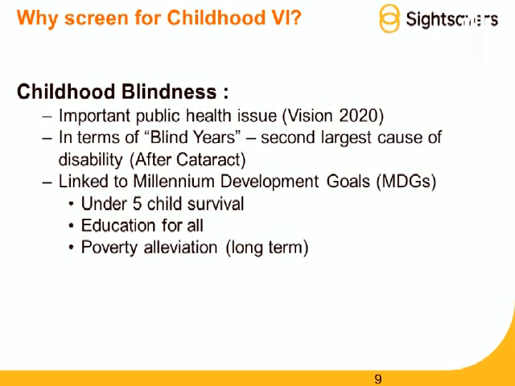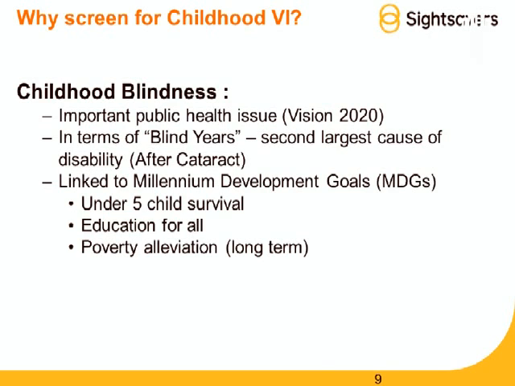Also, it's not about just the health of the child. The vision of the child is also linked to the overall development of not just the child, but it also has an impact on the overall society. In terms of the development goals, it affects the under 5 years child survival rate. We know that children with significant visual impairment have considerably reduced longevity.